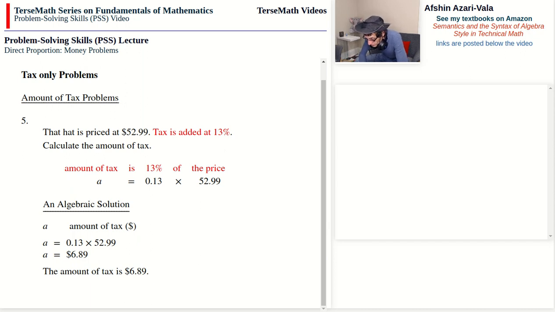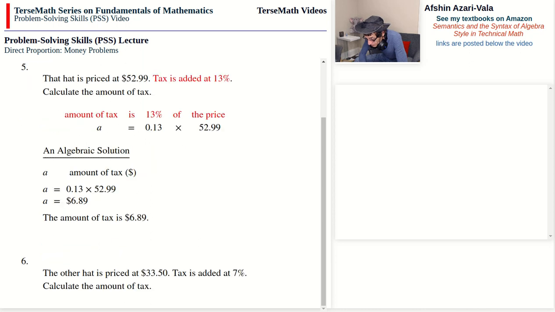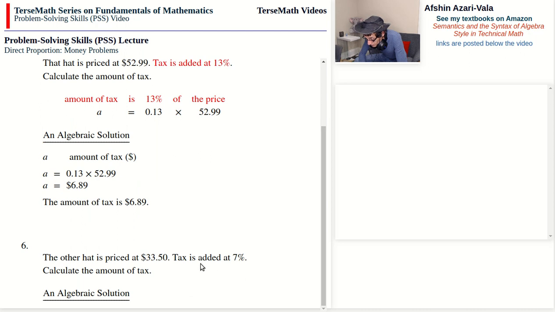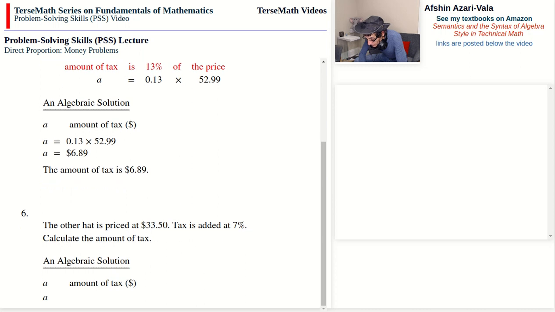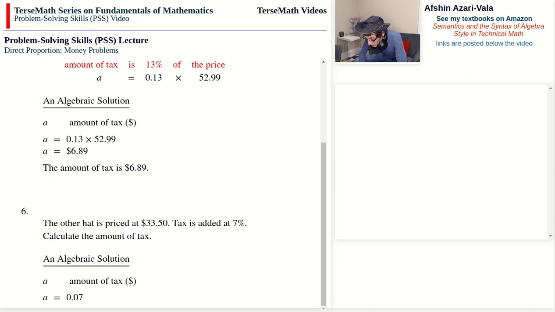And here's a problem where tax rate is 7%. The other hat is priced at $33.50. Tax is added at 7%. Calculate the amount of tax. And so we understand from tax is added at 7% that the amount of tax is 7% of the price. That will give us an equation. So A, amount of tax in dollars. Amount of tax is 7% of the price.